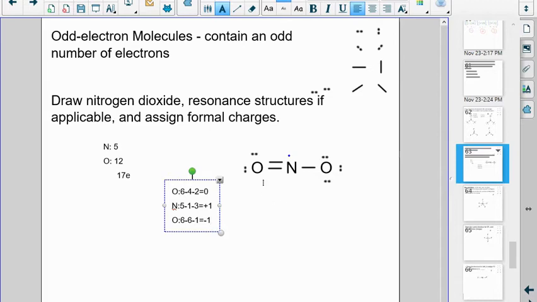All right, it says draw resonance structures. I would draw the same thing, but instead of having the double bond between the first oxygen and the nitrogen, it would be the second oxygen and the nitrogen.